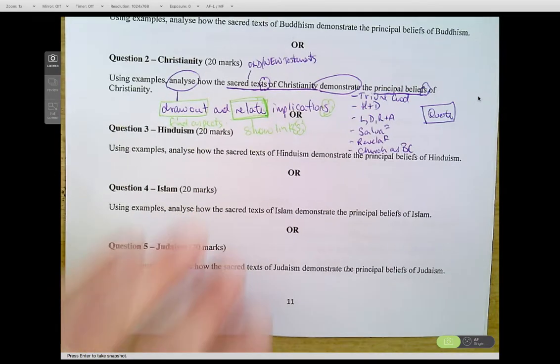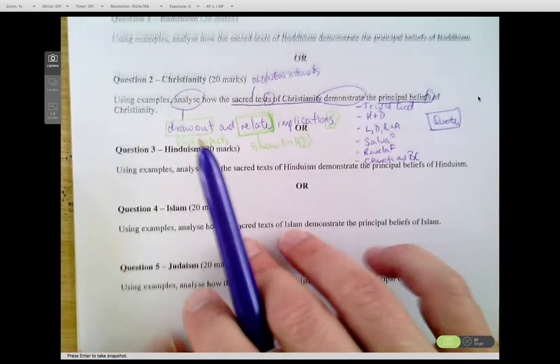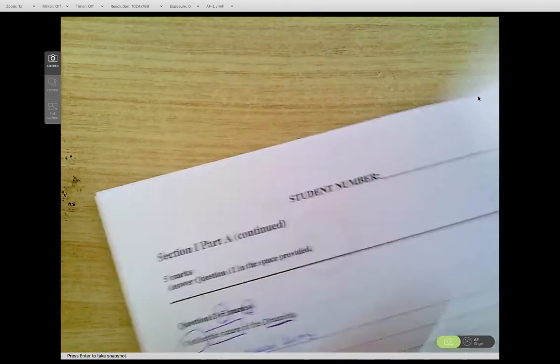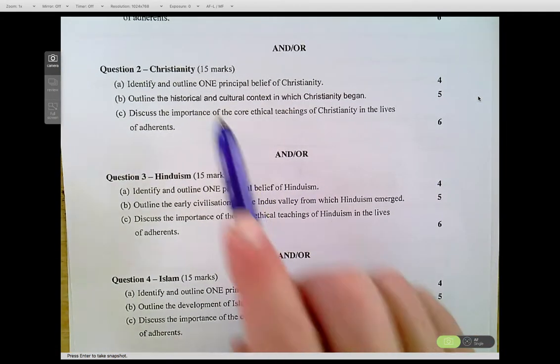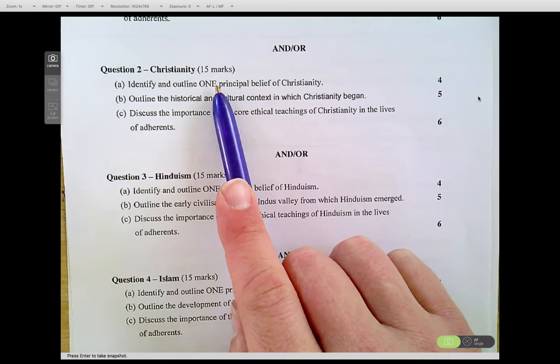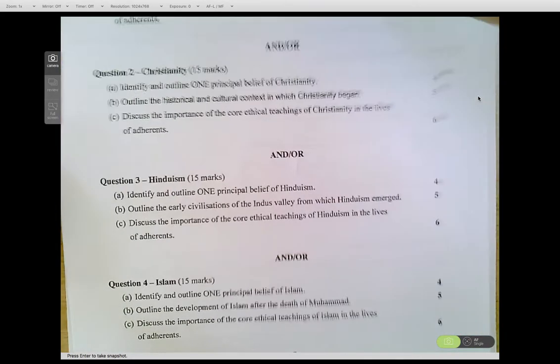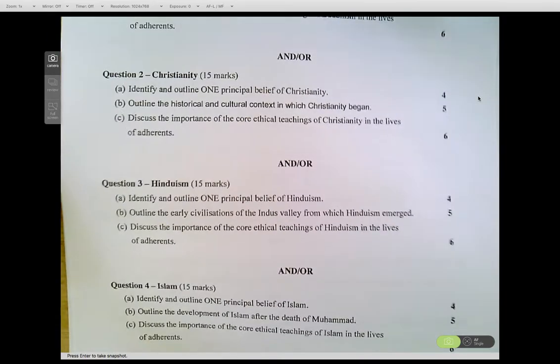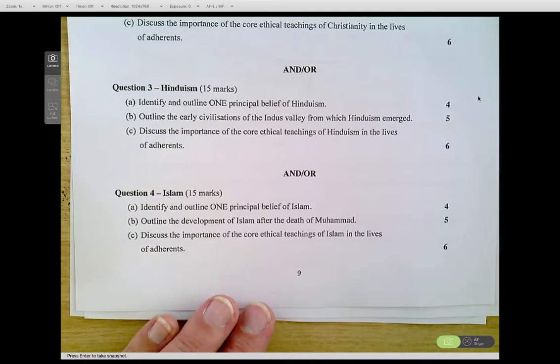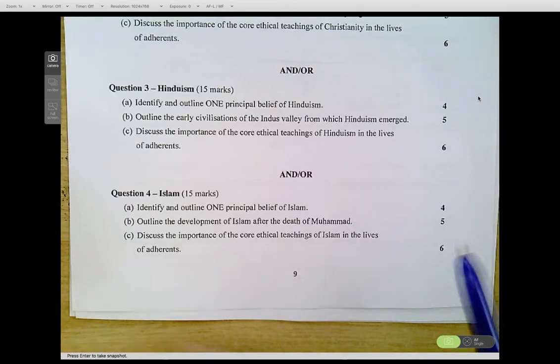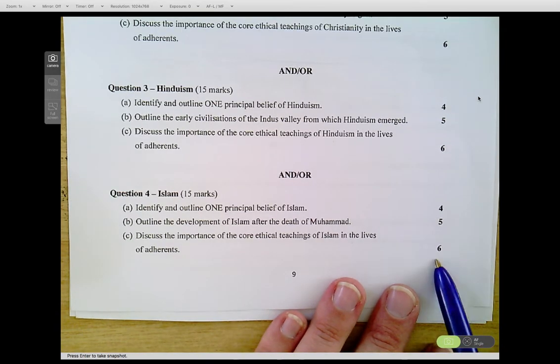All right, so now that we've made our decision, I'm going to do Christianity for the essay, which means I could look at Christianity for section 2, but it'll be a waste of time. So I'm going to do Islam for section 2. Worth 15 marks. See here, the combination is 4, 5 and 6.